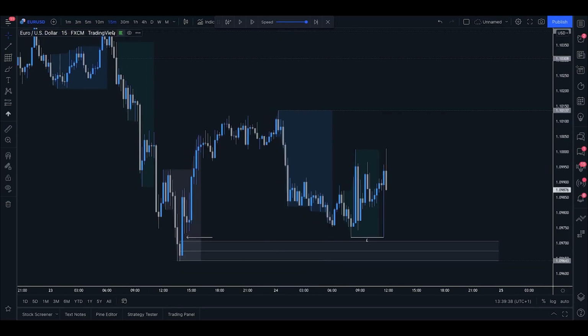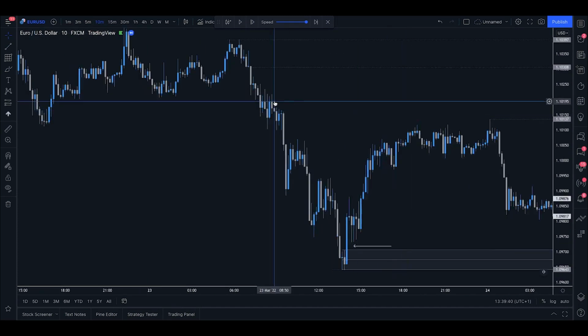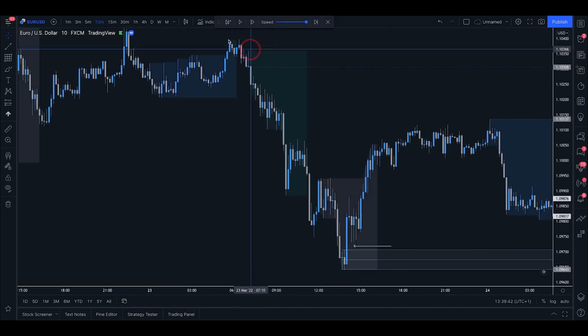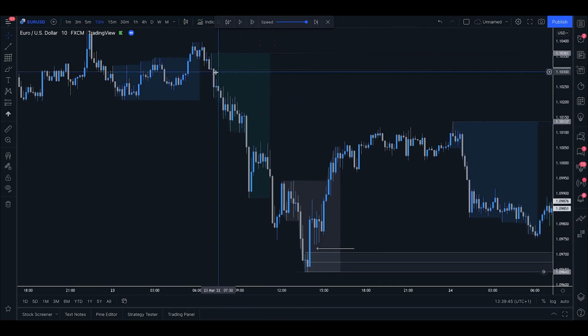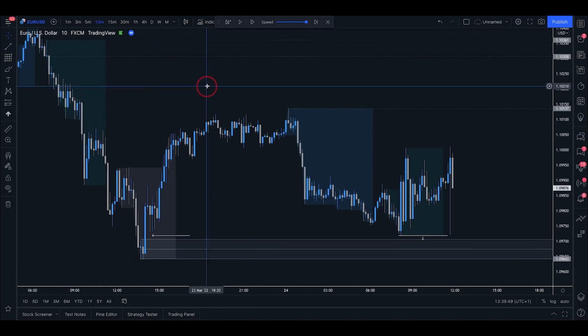Now, if we go to the 10 and 5 minutes, we do see a clear supply zone here. This was the area I used for my target, just the supply zone, obviously being the last indecision candle before the large sell-off. So this was my major target.